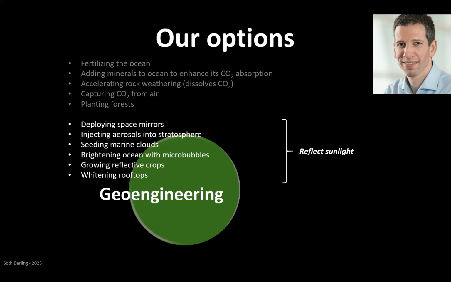I lump them into 2 categories. One has to do with dealing with the sunlight. What causes warming? There's sunlight coming in and there's carbon dioxide trapping. So we have to deal with those 2 things. Let's start with the sunlight. Lots of different ideas to try and get sunlight out there.